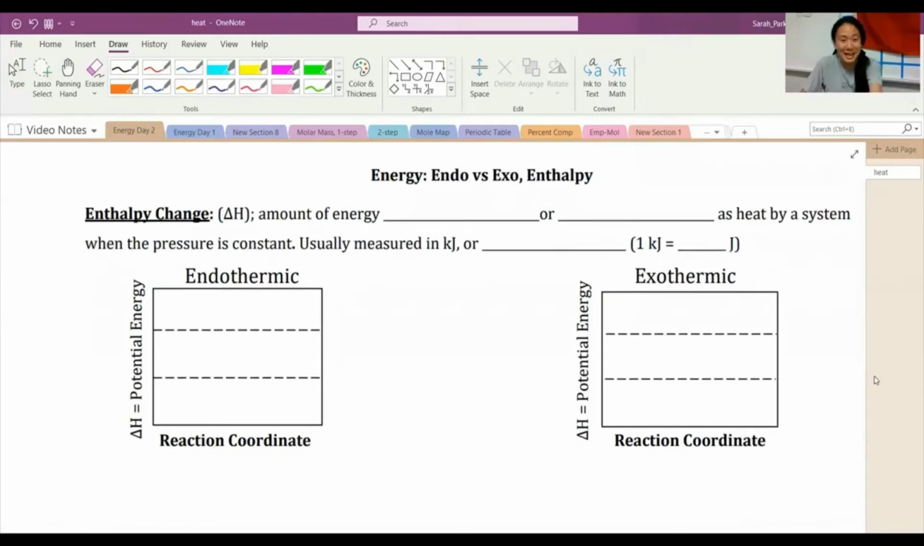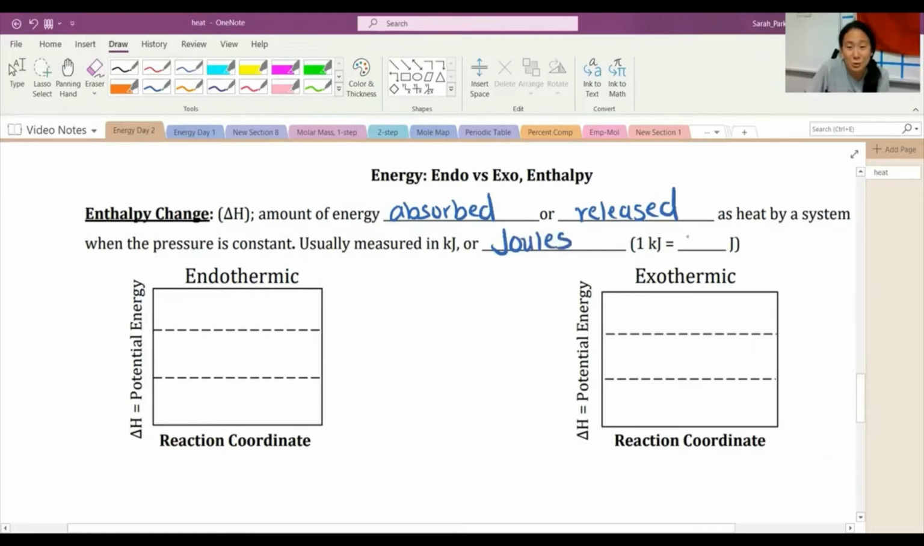Now, here's this last thing, this vocabulary word called enthalpy change. Enthalpy change is denoted by the letter H. Once again, it also tells us if energy is being absorbed or released by a system. It's usually measured in kJ or joules. And you know 1 kilojoule is equal to 1,000 joules. Okay, so that J stands for joules.